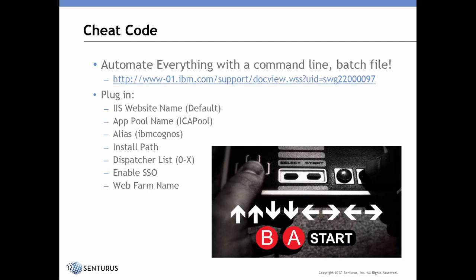The installation path will default to the C program files, IBM Cognos Analytics. You just may need to change it to like the D drive or the E drive or whatever you're installing it on. Very, very easy to interpret. It's not very cryptic at all. There's good comments and notes in there.